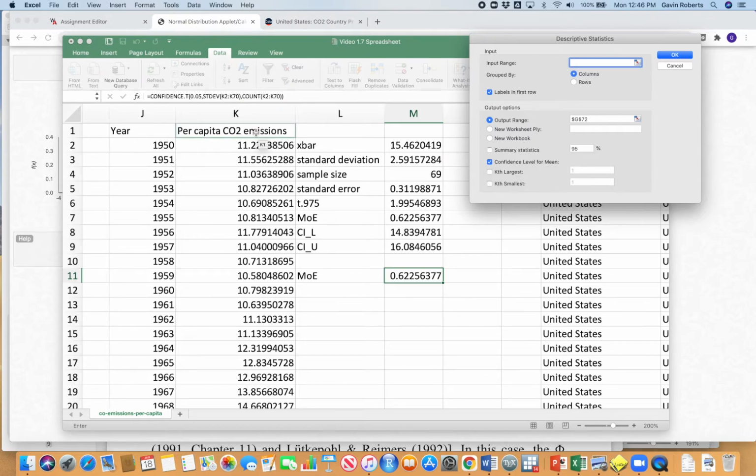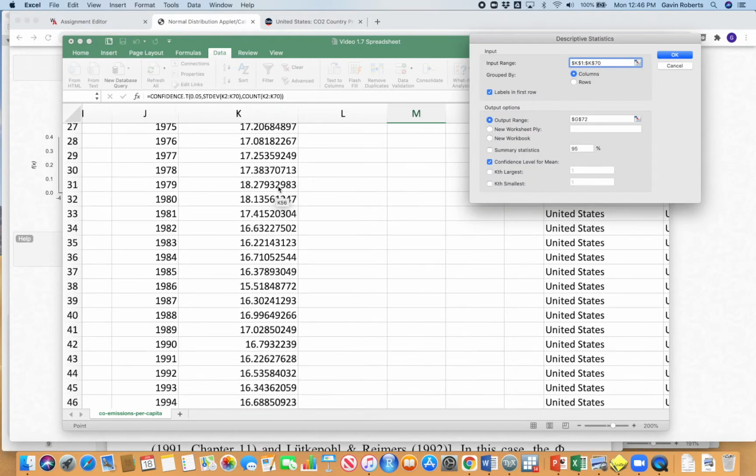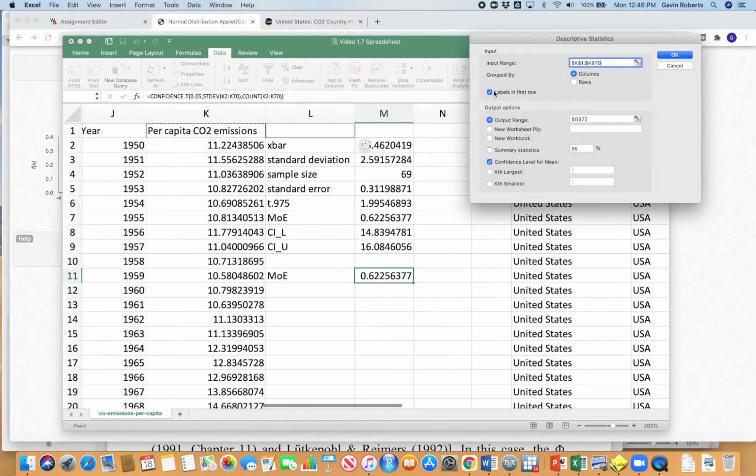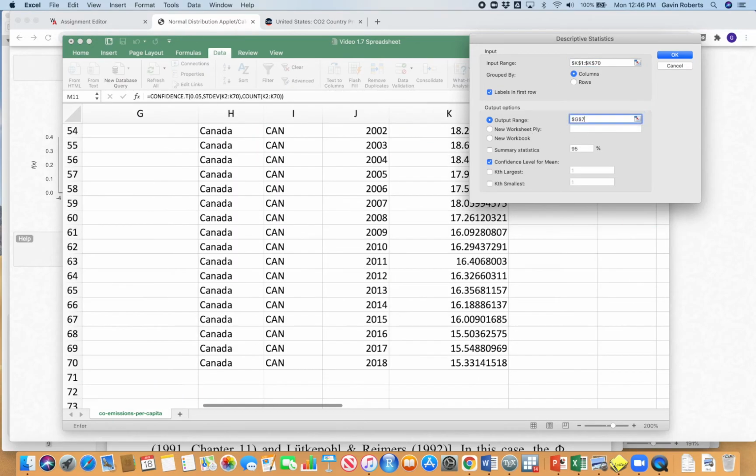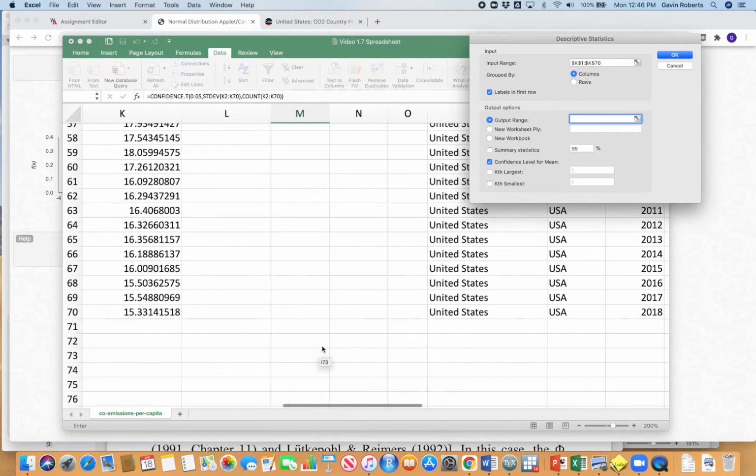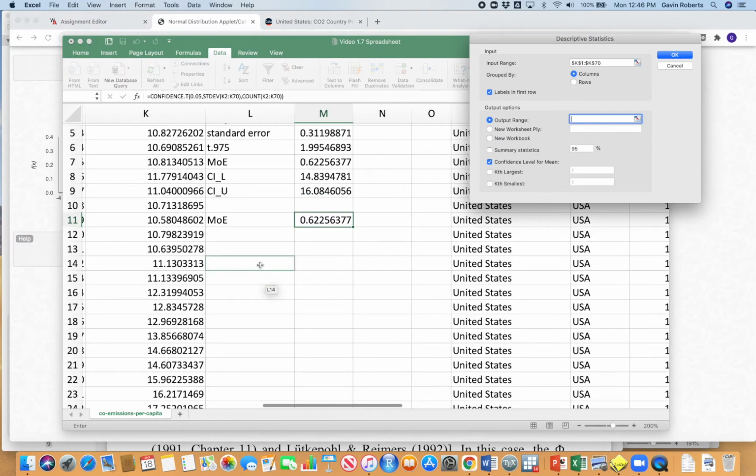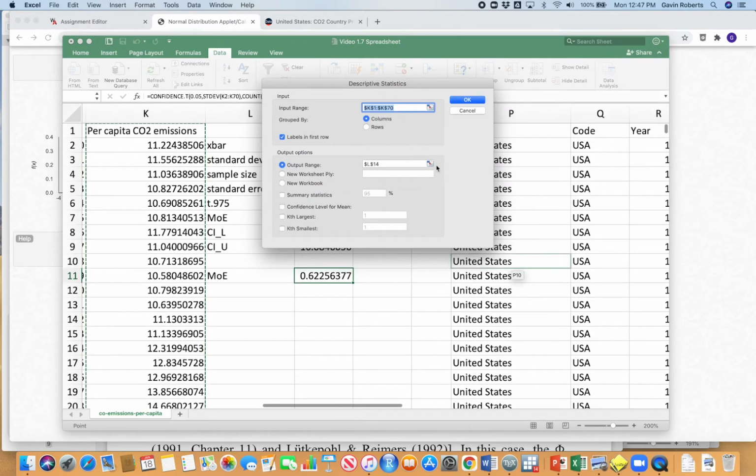So my input range is going to be my CO2 emissions, because that's the data of interest. I included the label when I copied that, so it's important that I click this box that says labels in first row. It is grouped by columns, because I have a column of data. My variable is all in a column. You can highlight more than one column, and then it would calculate many different margins of error for you at the same time. Now I will stick this, let's just put it right below these ones so we can compare. So I'm just telling it where I want my results. Now I'm going to do a confidence interval here.